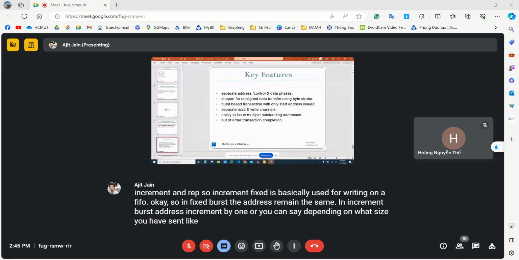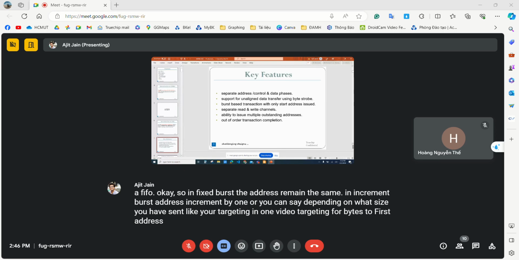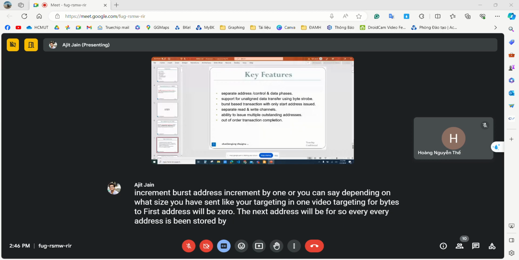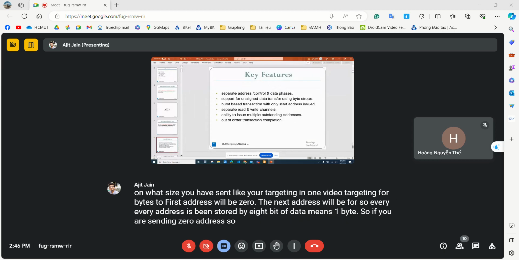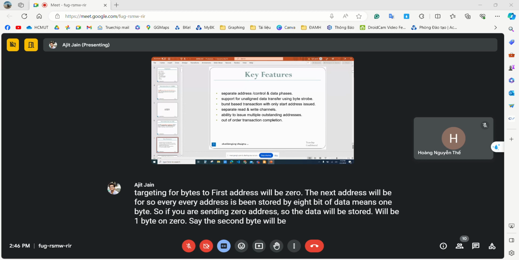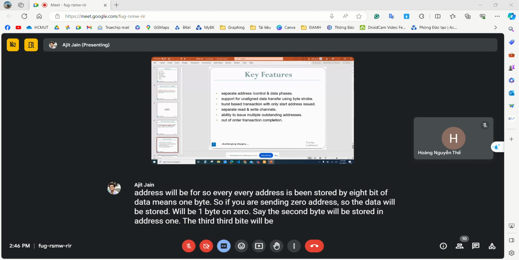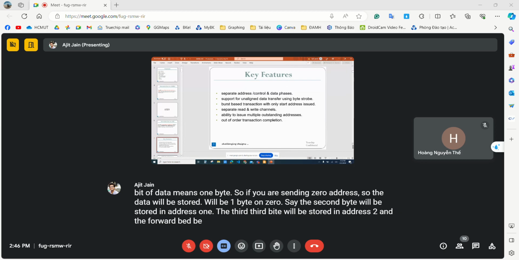Like if you're targeting 4 bytes, the address will be 0, and the next address will be 4. Every address is stored by 8 bits of data, meaning 1 byte. So if you are sending address 0, the first byte will be stored at address 0, the second byte will be stored at address 1, the third byte at address 2, and the fourth byte at address 3.